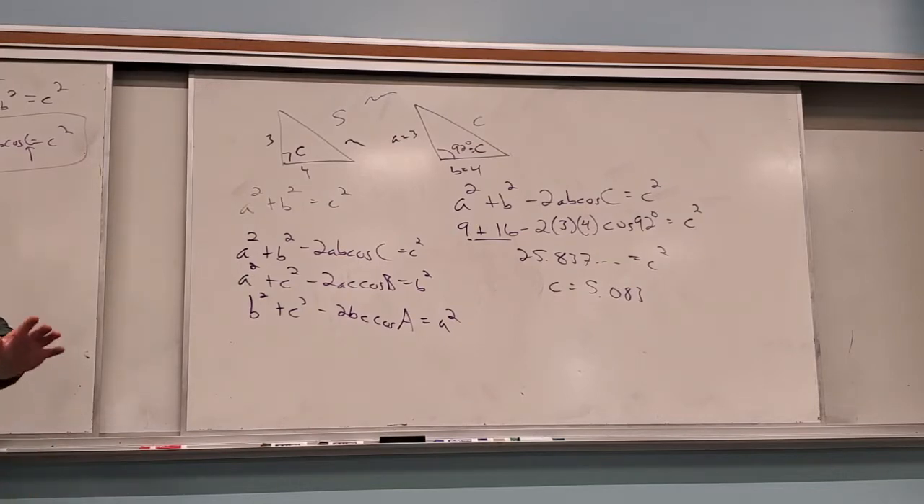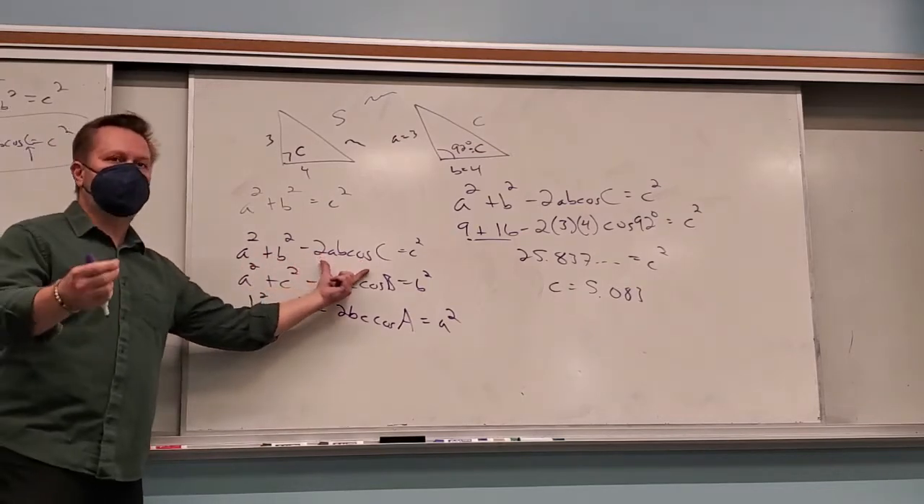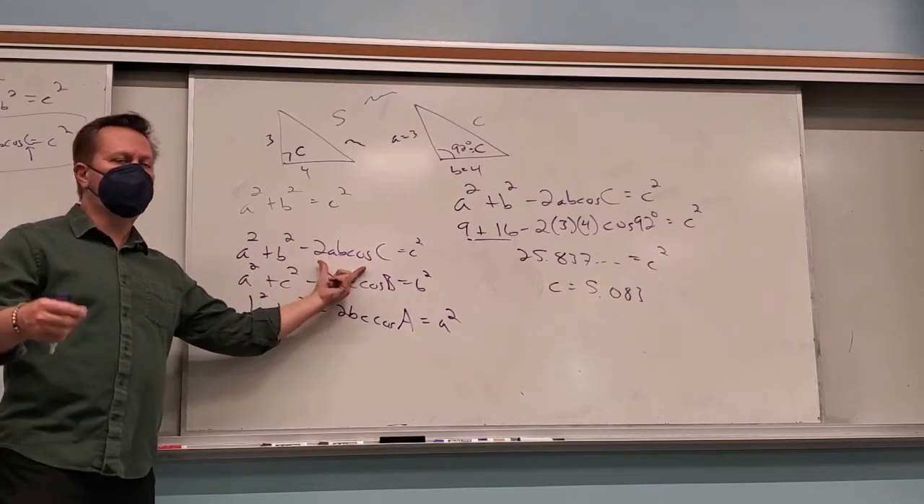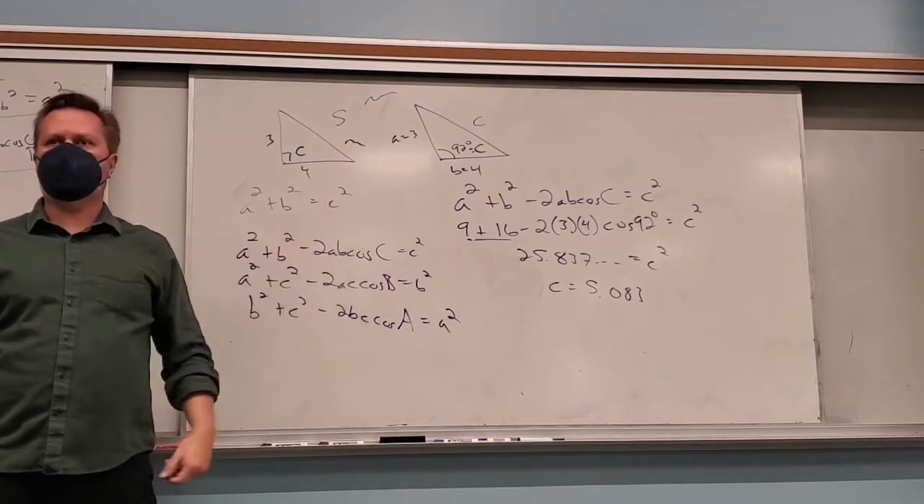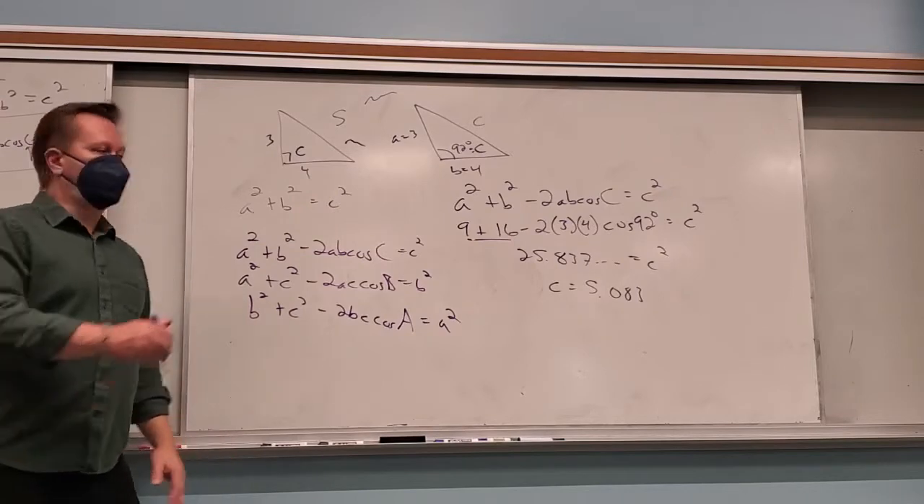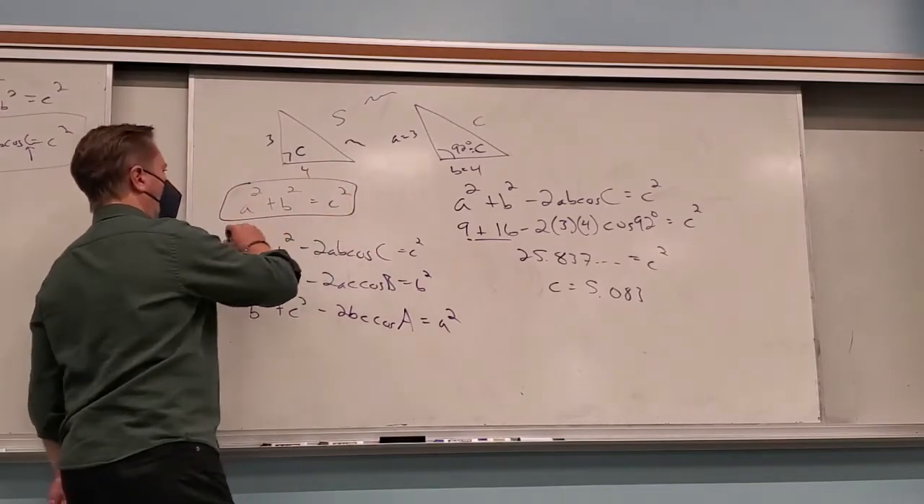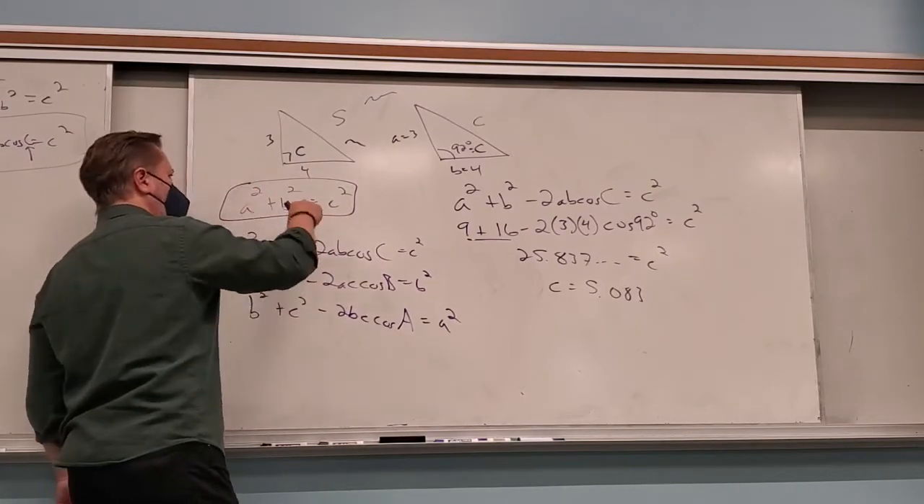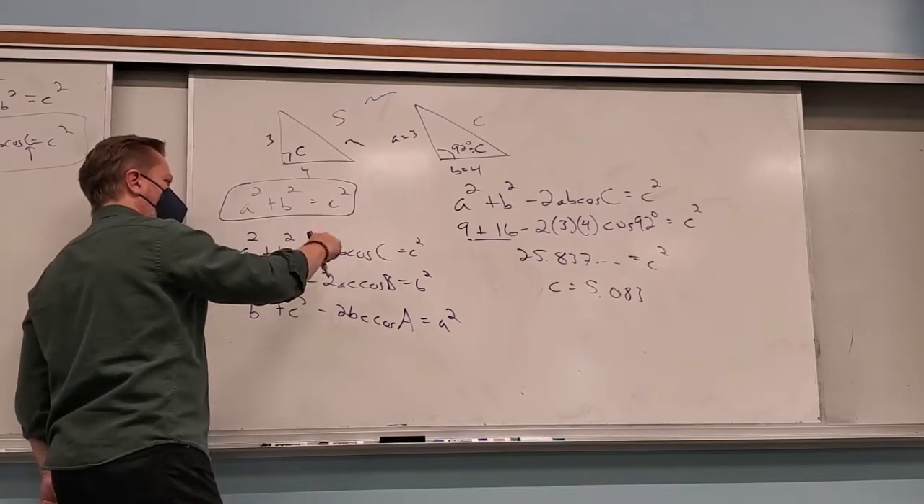It's just the Pythagorean theorem with a little adjustment. Why is this adjustment here? Because it's not a right triangle. The Pythagorean theorem works for right triangles, but do you realize that it's just a special case of this?